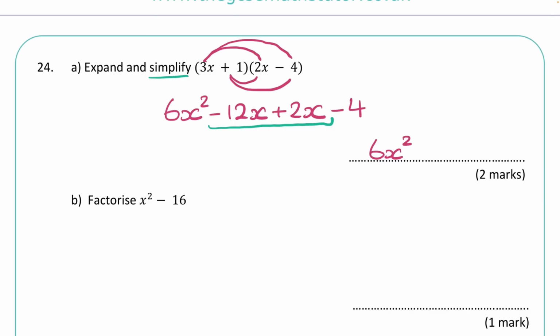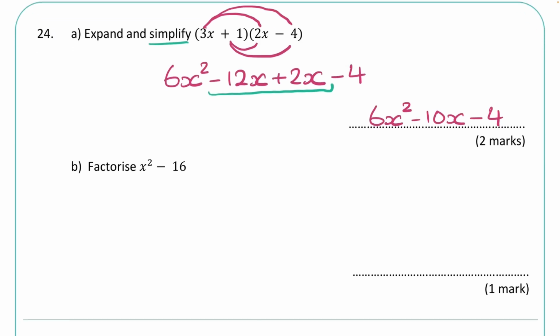So minus 12, add 2 is minus 10. So minus 10x, and then minus 4. And there we go, that is my quadratic, add it together, and again, just double check on your calculator, negative 12, add 2 is negative 10. I'm happy with that, so we'll move on.